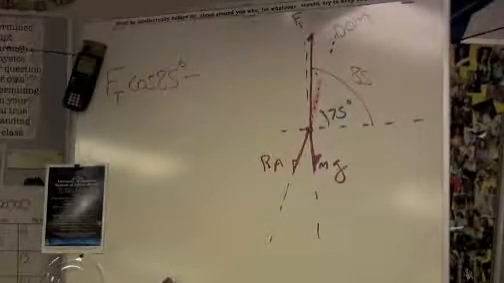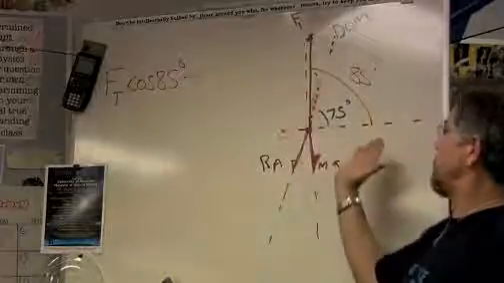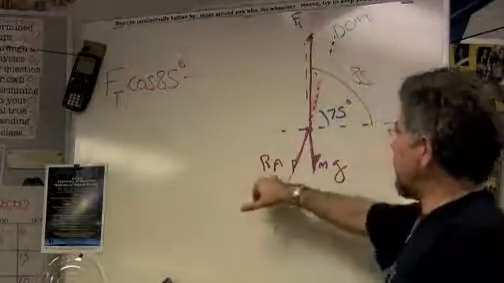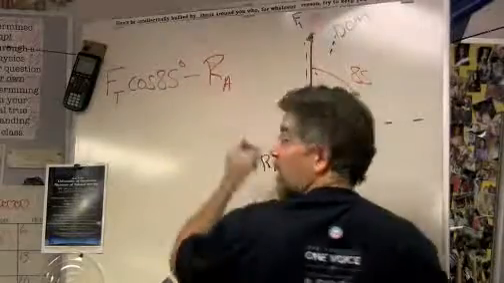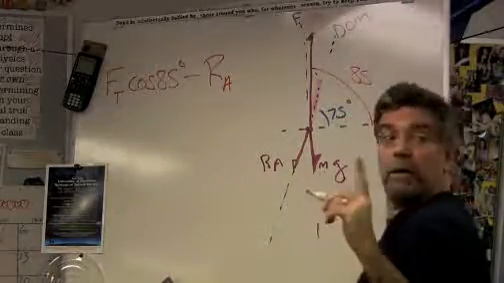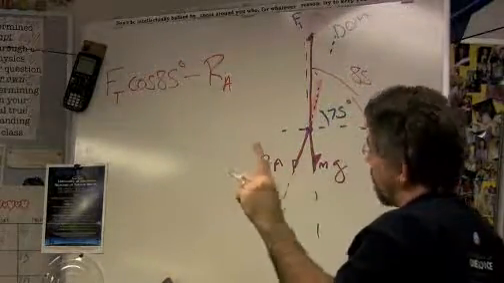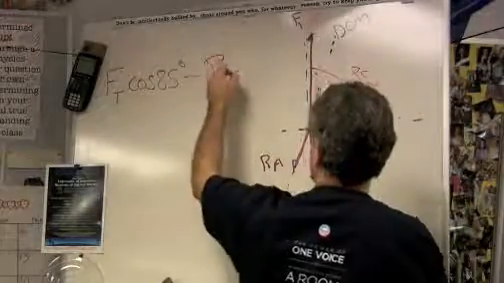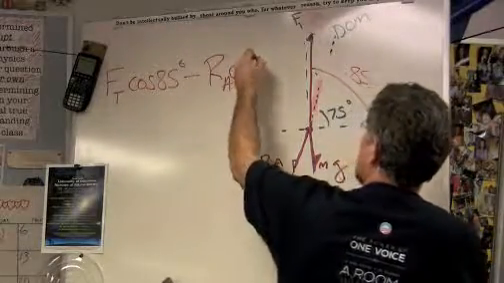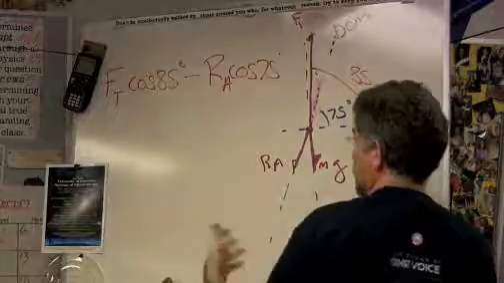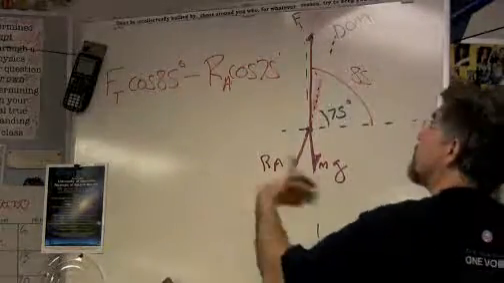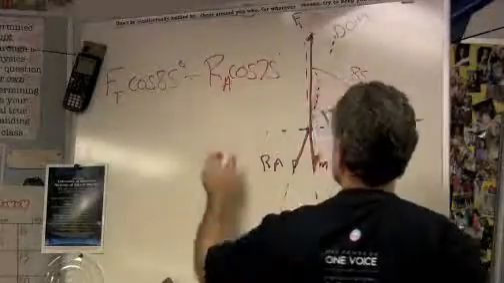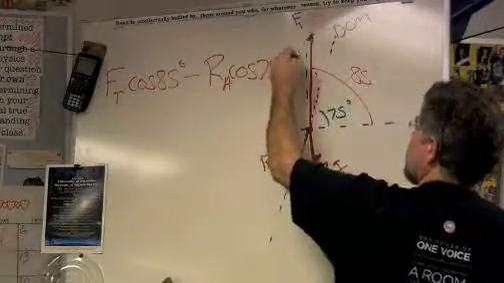All right. So I said you have FT cosine 85, which puts it in the x direction. RA is always a minus, so minus RA times cosine 75. You could say either way: cosine 75, or cosine negative 15. It's still going to give you the same answer. Because you're saying, obviously, a minus. And then that equals MAX.